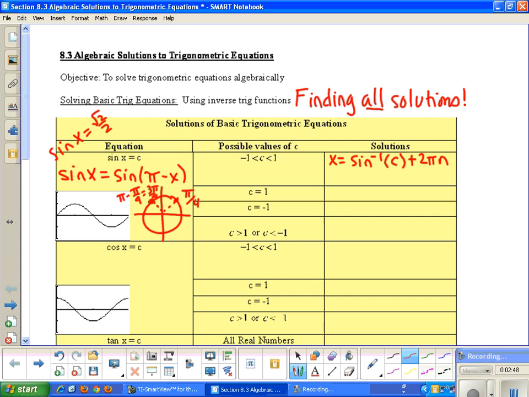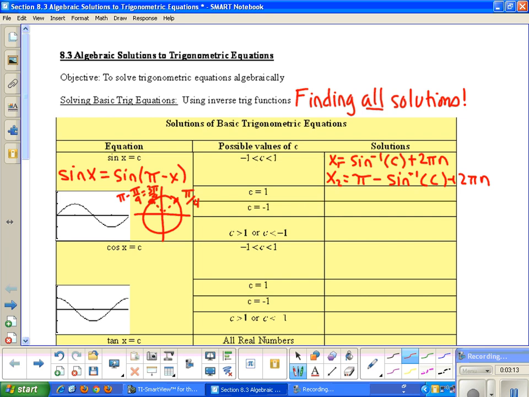So let's say we're solving that equation. That's where we got the pi over 4, and then 3 pi over 4, plus 2 pi n, where n is an integer. That would help us find all of our solutions. So to find the second solution, which I'm going to call x2, where this is x1, we do pi minus the sine inverse of c, plus 2 pi n.